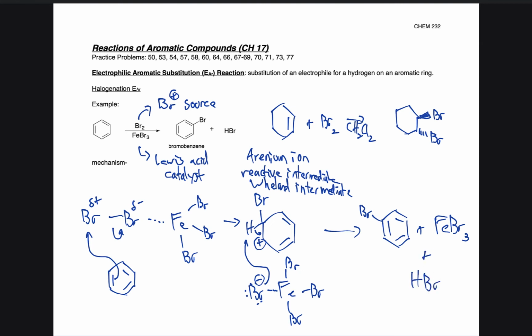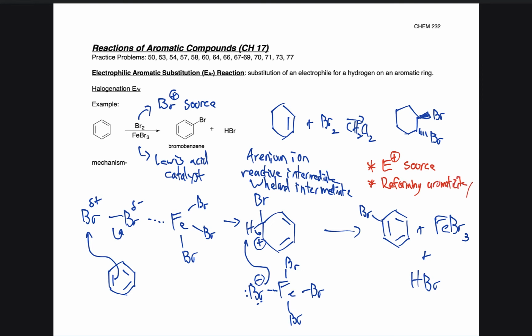And so the big takeaways here, what seems to be happening, and the driving force for this reaction is, we need a very electrophilic source. In this case it's bromine, but we can react with other things too. And we are reforming aromaticity.